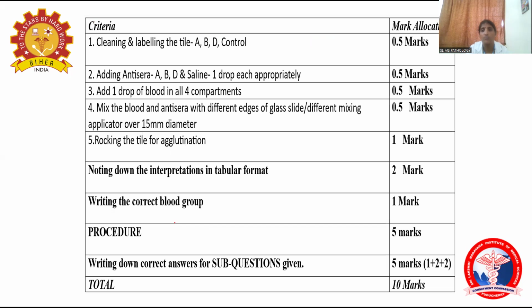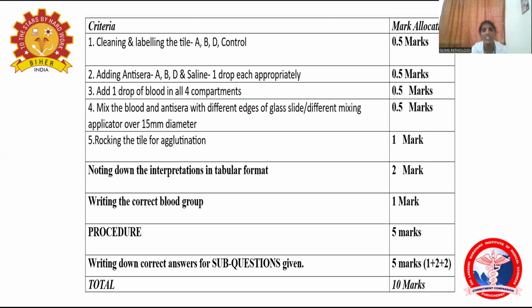This will be the checklist carried by the examiner. They will look at how you are performing. First, cleaning and labeling the tile as A, B, D and control: you clean, then label four columns, for 0.5 marks. Then adding anti-sera A, B, D and saline, one drop each appropriately, that is 4.5 marks. And add one drop of blood in all four compartments, that is another 0.5 marks.